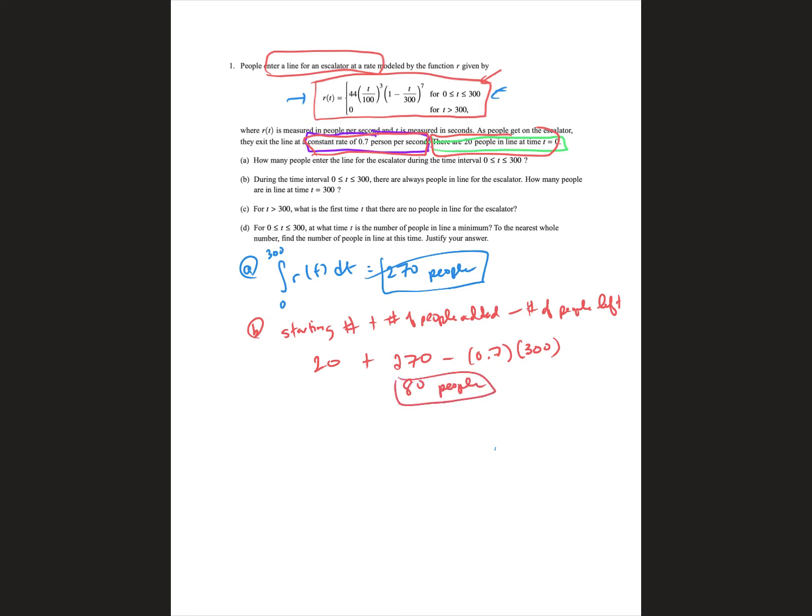That's part B. So for part C, it says, what's the first time that there are no people in line for the escalator? All right. So when I look at this, at time 300, we had 80 people in line. So we're basically trying to figure out how long it's going to take for that 80 people to go down to 0. Well, remember, at time 300, we no longer have people entering the line. So that adding the plus number of people added that we did up here, no one's entering the line anymore, right? So all we have to worry about is this 0.7 rate of people leaving.